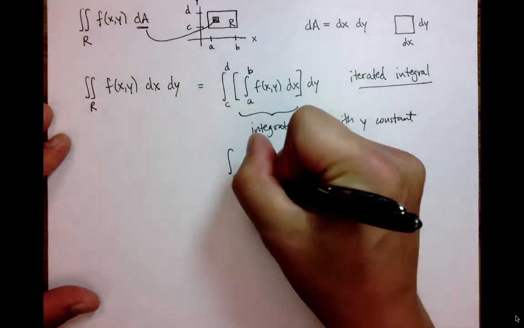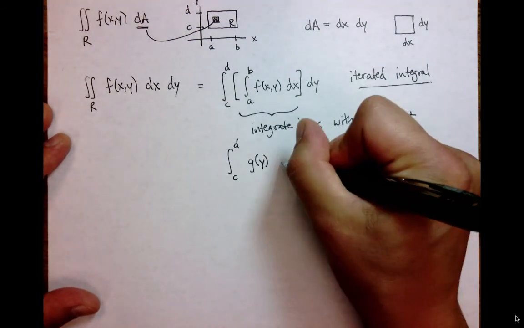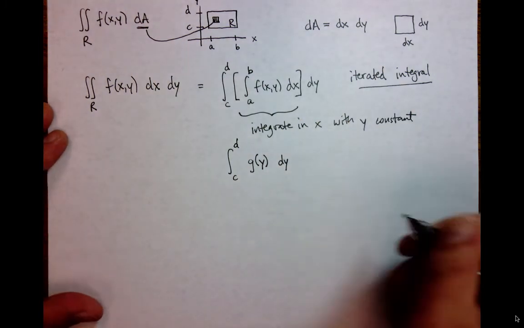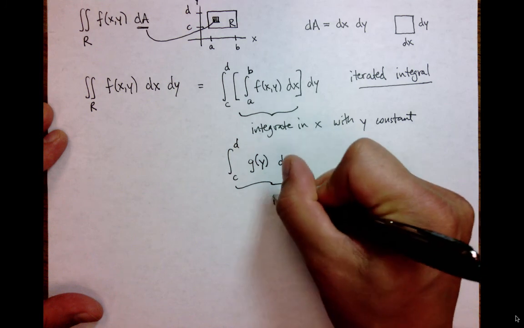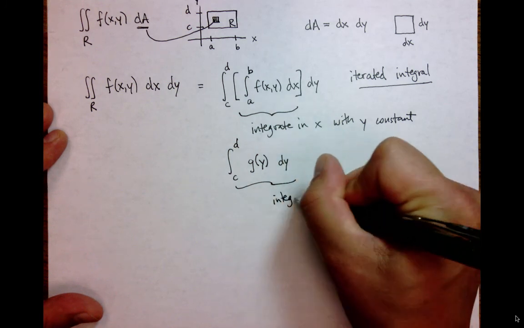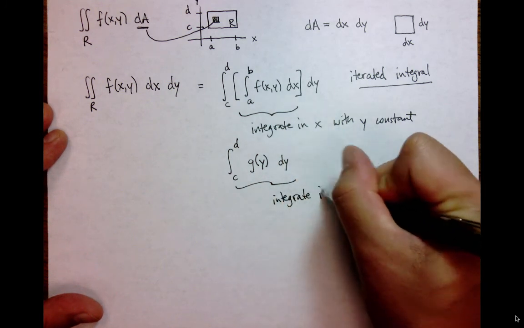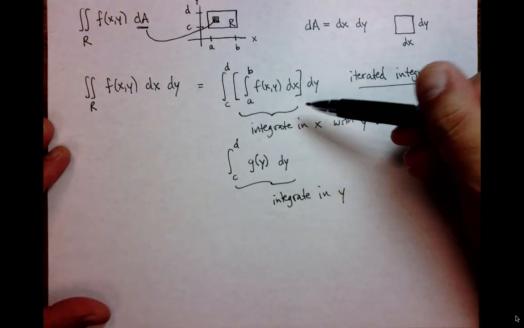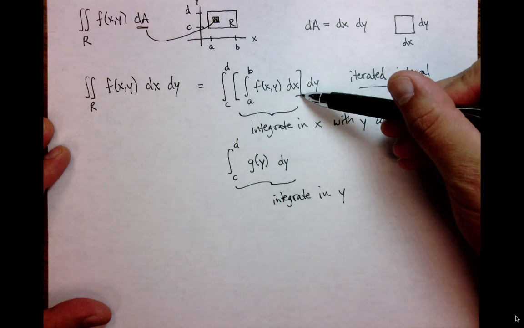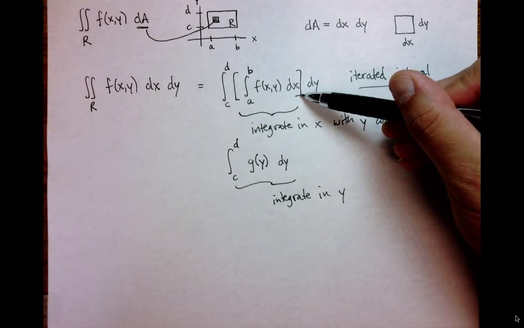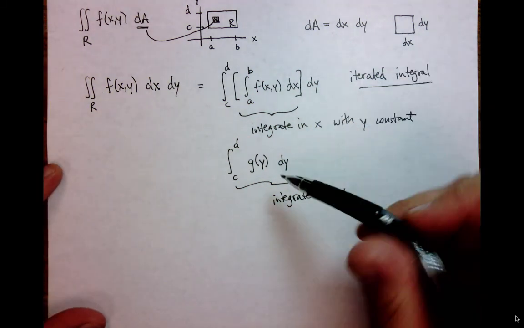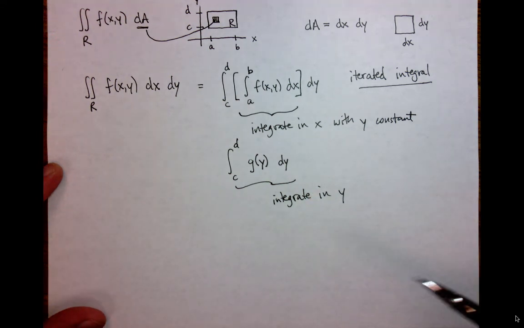So what we're left with is then the integral of g of y dy from c to d, and now you integrate in y. So you see what happens when we integrate in a variable like x. You integrate that variable out, just as you do with an ordinary single integral. Then all that's left is the y. Then we integrate out the y, and what's left is a number.